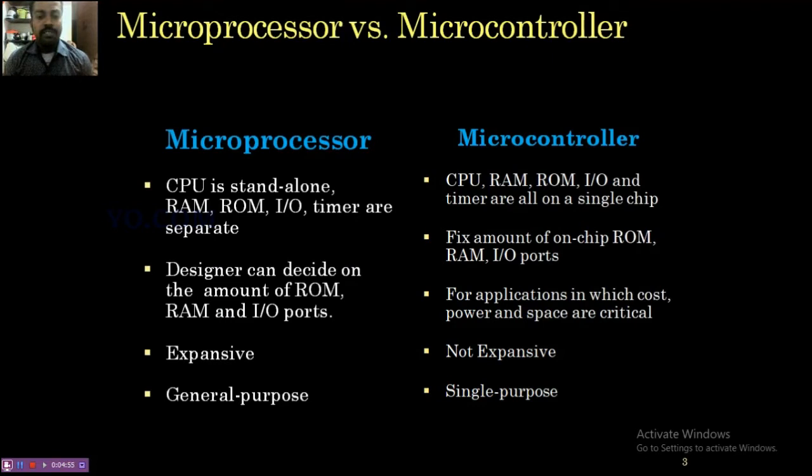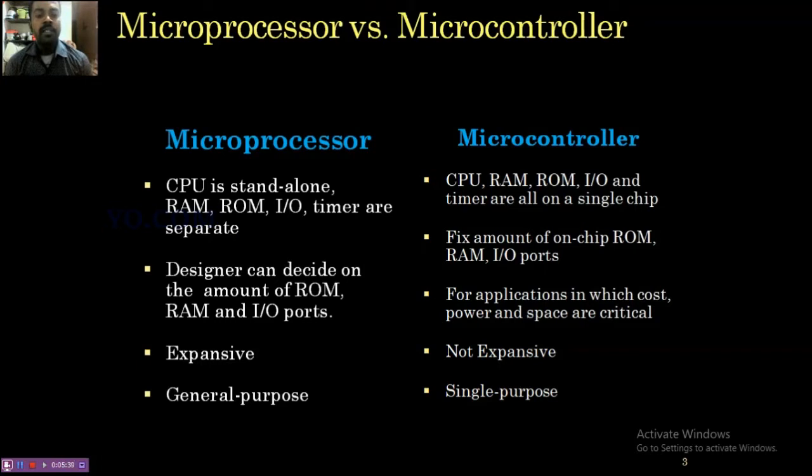Now next we are going to see the difference between microprocessor and microcontroller. A microprocessor is a CPU, standalone. RAM, ROM, IO, timer are separate. A microprocessor is a CPU, central processing unit, it just processes, it is standalone. So RAM, ROM, IO, timer are separate. In a microcontroller, CPU, RAM, ROM, IO and timer are all on a single chip, that is a microcontroller.